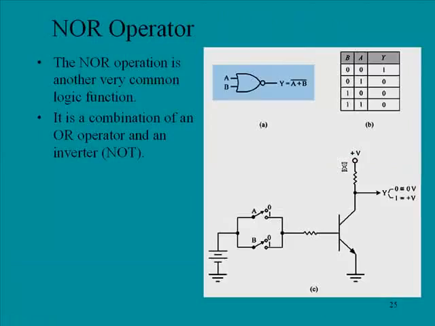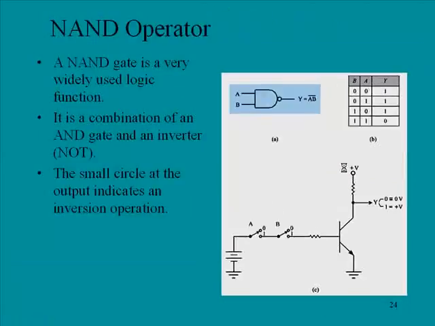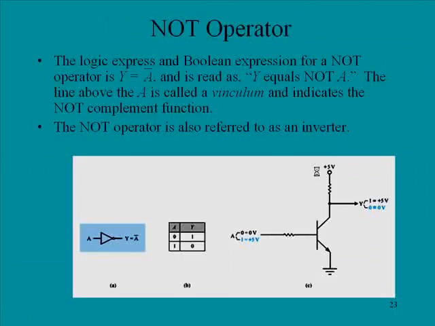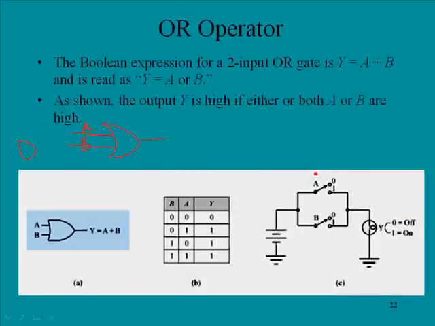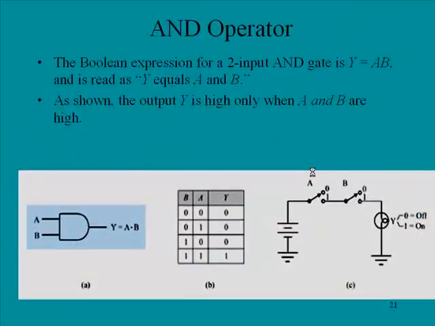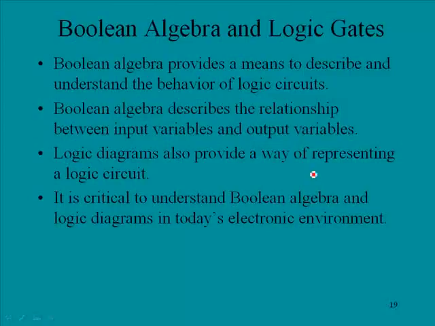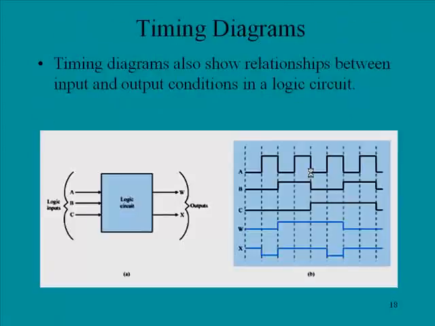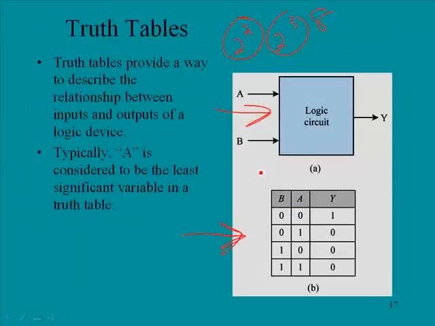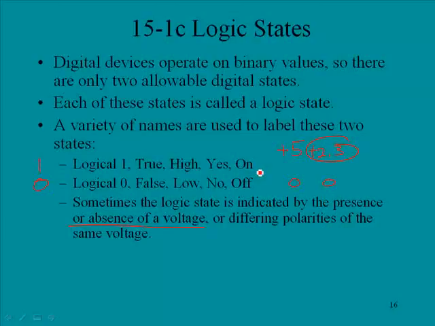Okay, this has introduced our basic logic gates. So we looked at exclusive OR, we looked at NOR, NAND, NOT, OR, and we mentioned Boolean algebra, and we will spend the next section talking about Boolean algebra quite a bit more. We looked at the concept of timing diagrams and truth tables. And so this concludes section 15.1.